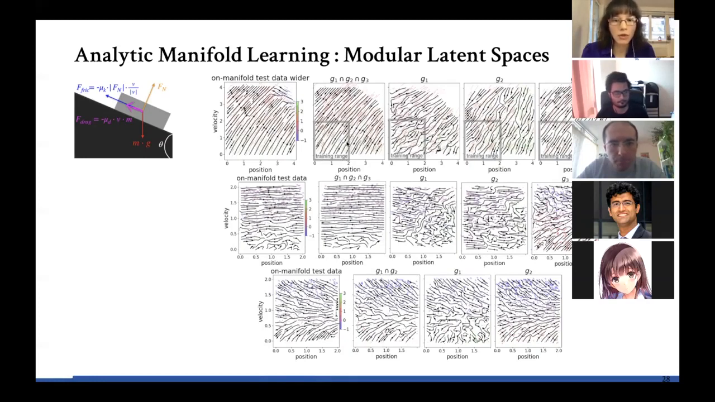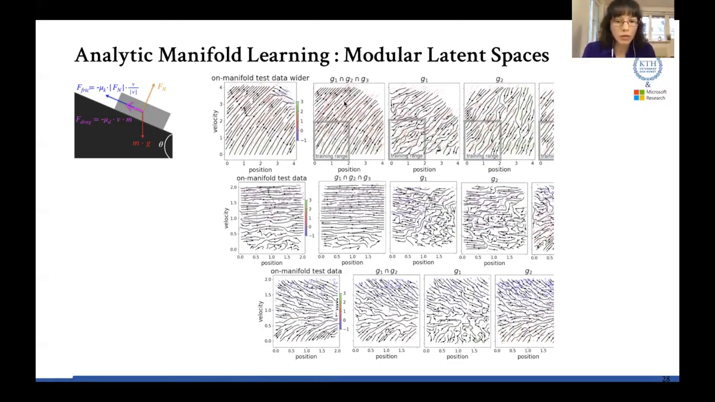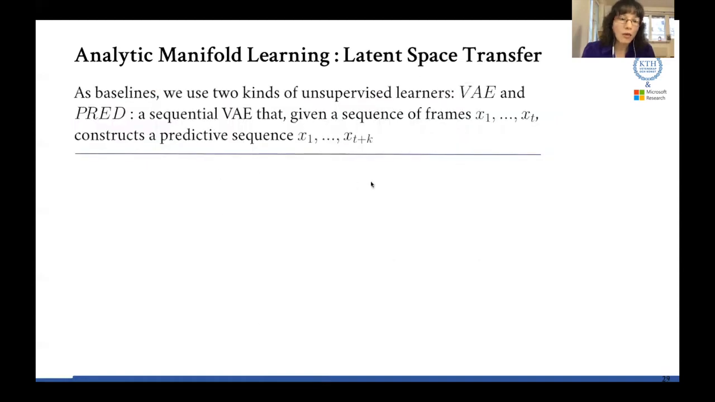So if we train on this range that is in the gray box here, when we compose these relations, we get, on the wider range, something that resembles very much the on-manifold test data, even for the regions that we haven't directly seen. So that's nice. This basically shows an ability to generalize a bit. And this is how it will be applied to transfer.